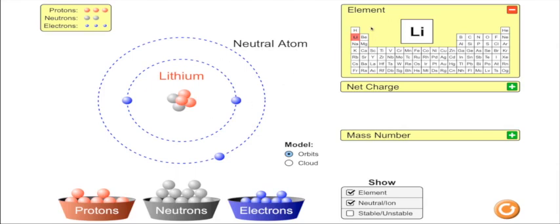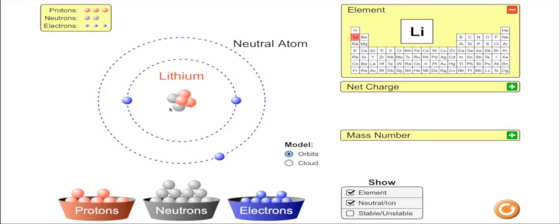So let's get into the periodic table. Lithium is right here. As you go down the columns in a periodic table, these are called the groups. But as you go across the rows, they are called the periods. Now lithium is in group 1. If it is in group 1, it means it has only 1 electron in its outermost shell. And then it is in period 2. If it is in period 2, it means it has 2 shells.